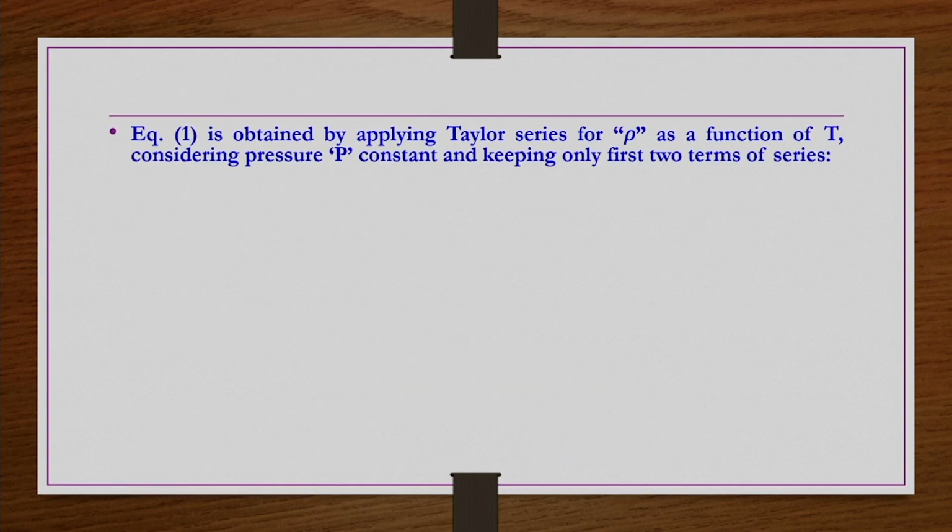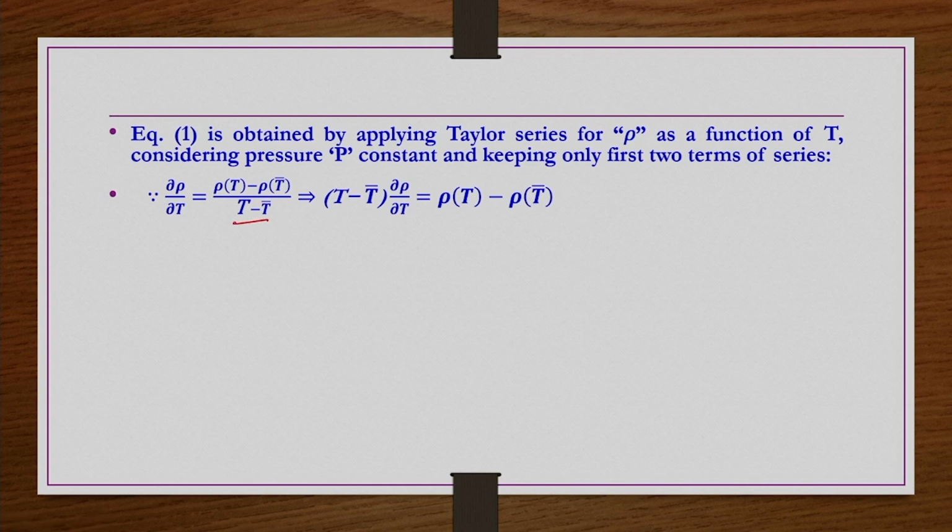How do we get this equation? Let us say for dou rho by dou T, if you do the Taylor series expansion at constant pressure, then dou rho by dou T equals rho at T minus rho at T bar, divided by T minus T bar. That means if you take T minus T bar to the left hand side, T minus T bar multiplied by dou rho by dou T equals rho minus rho bar. Rho at T bar we call rho bar.